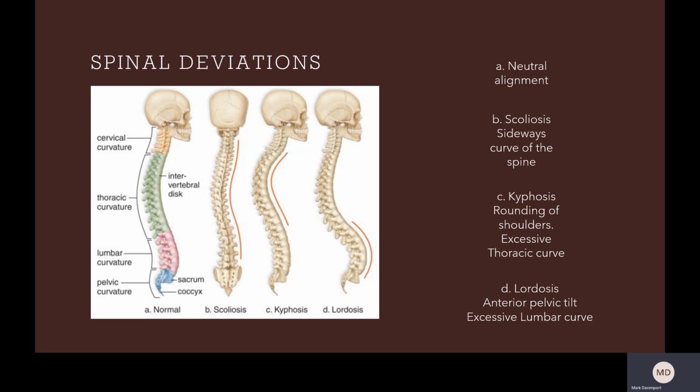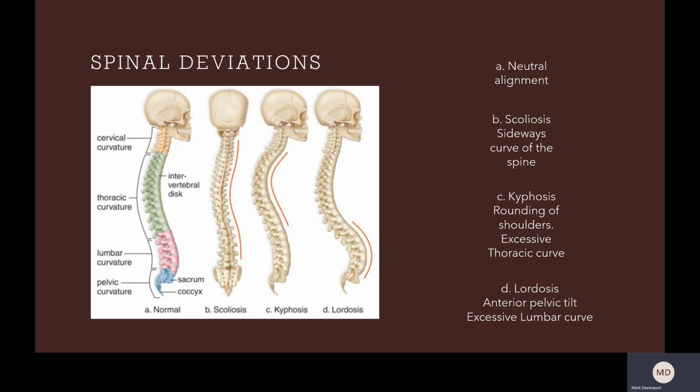And these are some spinal deviations now. The first one you can see there, A, is a normal curvature of the spine. That's how ideally our spine should look. There's a natural curve at the cervical, a natural curve at the thoracic, and then it comes back in for the natural curve of the lumbar spine. And then we have the pelvic curvature, which is the sacrum and coccyx, like the tailbone.